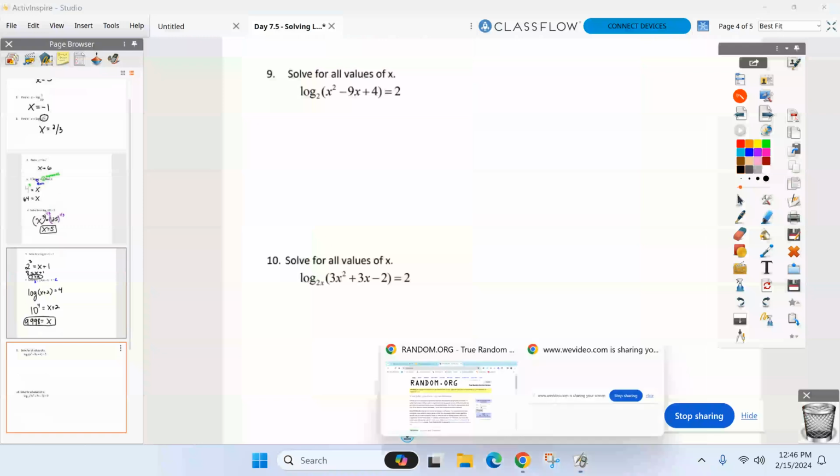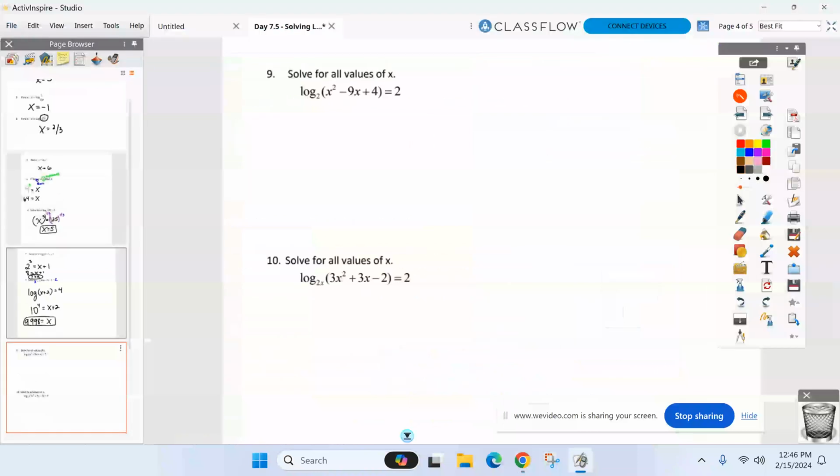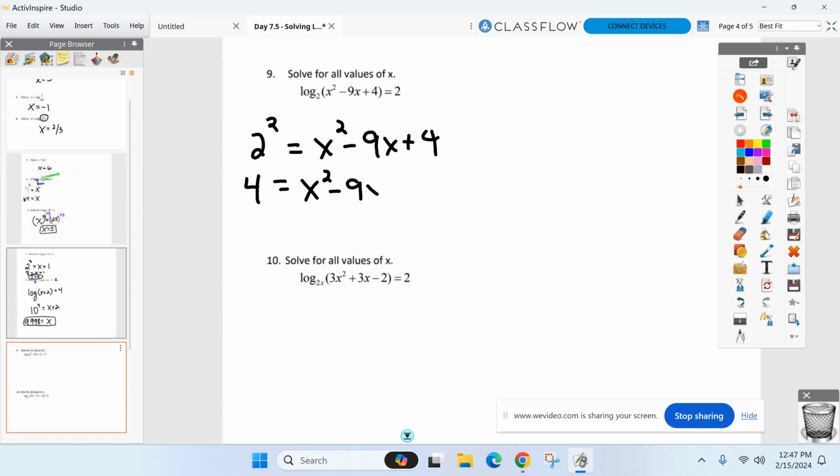All right, convert it for me, please. Convert this thing. Stella, you're up. Convert that. 2 squared, yep, equals x squared minus 9x plus 4. There you go. All right, let's get after it. Come on, this was day 1 of the unit. So I got 4 equals x squared minus 9x plus 4.